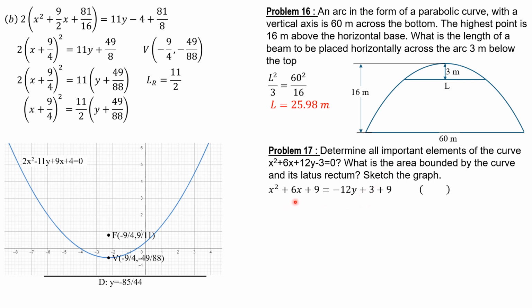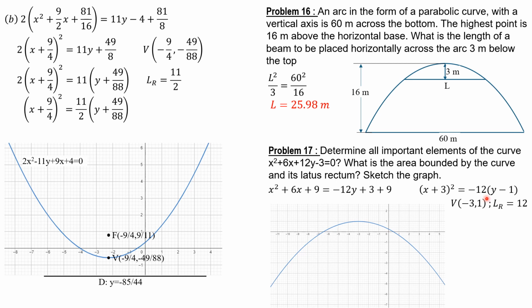So quantity x plus 3 square equals negative 12 quantity y minus 1 after we factor out negative 12. So this parabola is open downward with vertex at negative 3, 1. Length of latus rectum is 12. So let's have the graph. Vertex is at negative 3, 1.